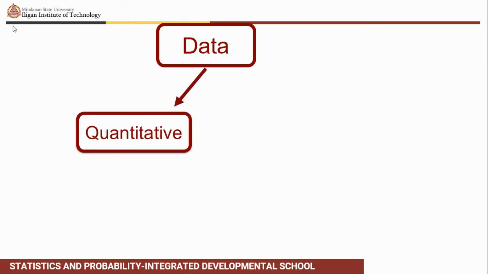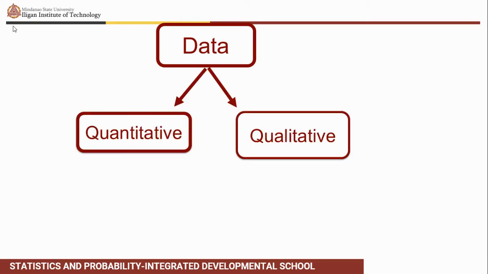Now, we have here data. Data is a collection of facts or information. And there are two types of data. We have quantitative and qualitative data. From the word quantitative, it comes from the root word quantity, which means these are numerical information. When we say qualitative, it comes from the root word quality, which is descriptive information. This is more of the attributes or the characteristics, and it is categorical.